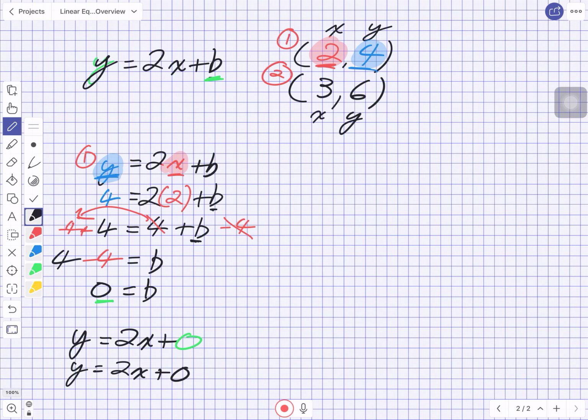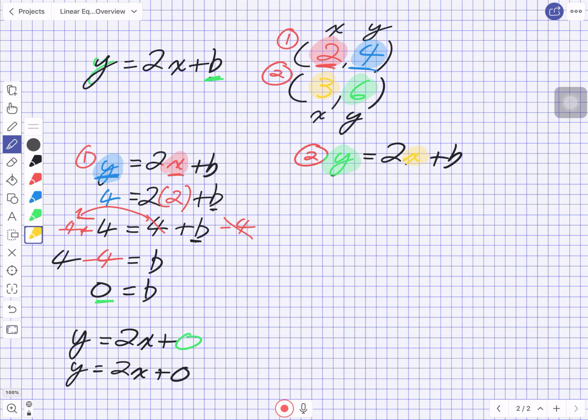But let's make sure we did this right. Let's do that scenario 2 I spoke of. We'll do the equation again. y equals 2x plus b. And we're going to do the same stuff. I'm going to take the y value and replace y with it, and take that x value and replace x with it. Okay? So let's see if this still works for us.